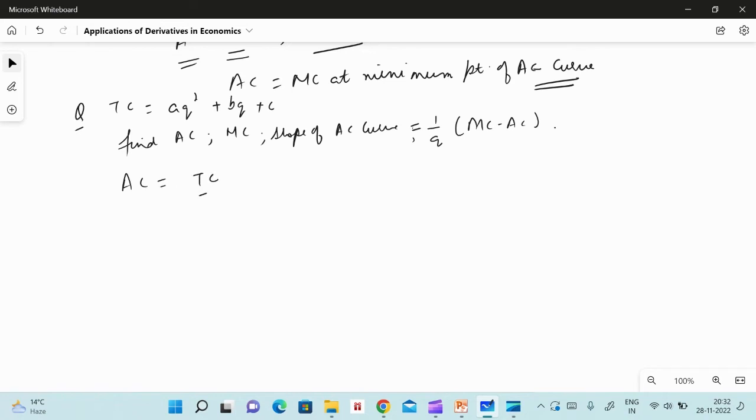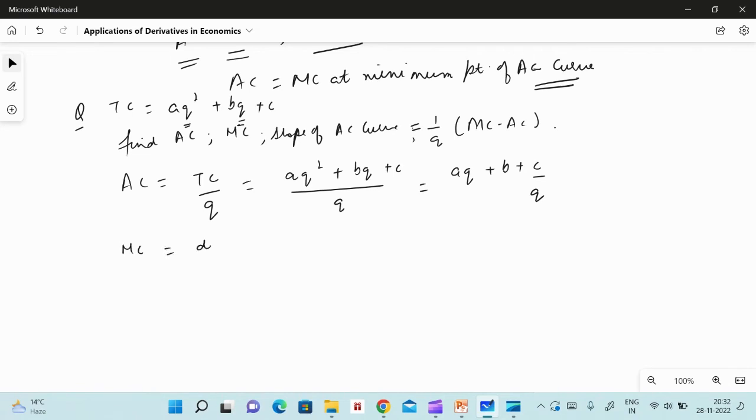So average cost is what? It is total cost divided by Q. In the earlier question, the equation was in the form of x, so we had taken total cost divided by x. Here it is given Q, so I have taken total cost divided by Q. So it gives me (AQ square plus BQ plus C) divided by Q, and this is equal to AQ plus B plus C by Q, right? So this is my average cost.